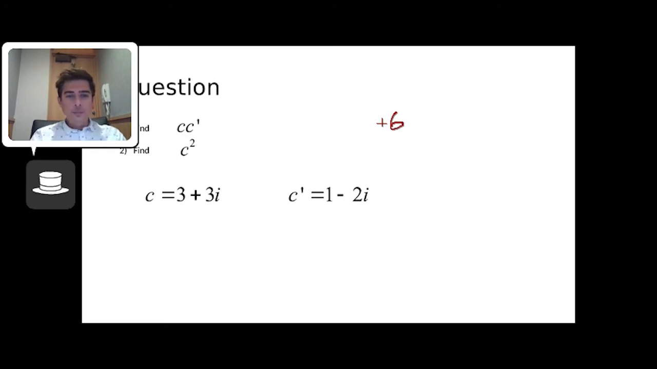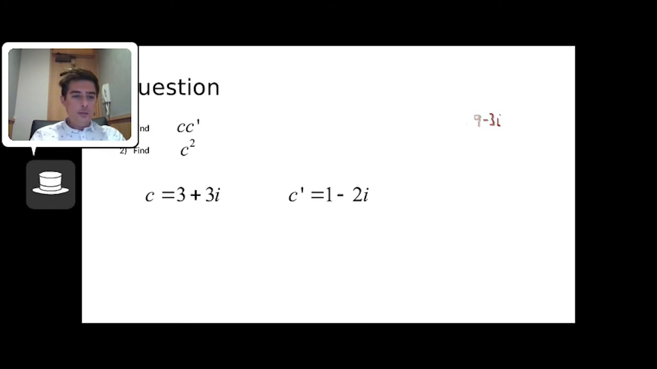Now let's do the other pairs. We've got 3 and minus 2i, so this is going to be minus 6i. And then the last remaining pair is the two on the inner side, so this is 3i times 1, which is equal to 3i. Then we can do a little bit of simplification: 3 plus 6 is 9, and minus 6i plus 3i is minus 3i. So the answer to that one is 9 minus 3i.